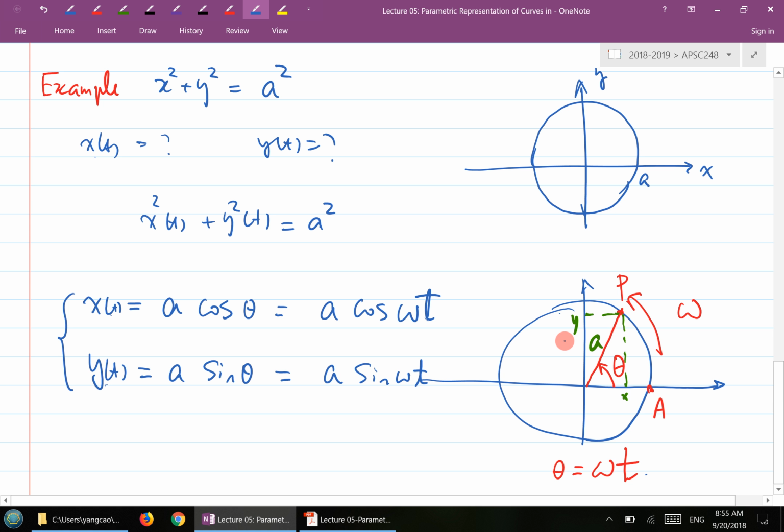And then back to the question, am I doing it right? Is this really the parametric equation for that particular A? How do I verify? Substitute x and y back into the circle equation, and make sure the left side is the same as the right side. So you get A squared cosine squared omega t plus A squared sine squared omega t. Take out A squared, and cosine squared omega t plus sine squared omega t equals 1, right? So that verifies, and that's the right parametric equation.